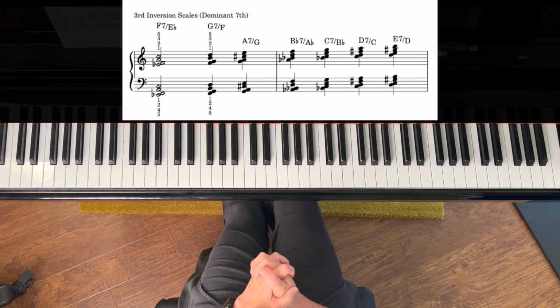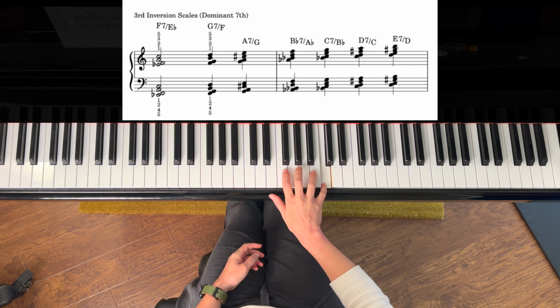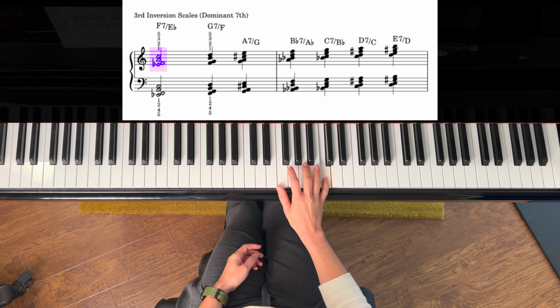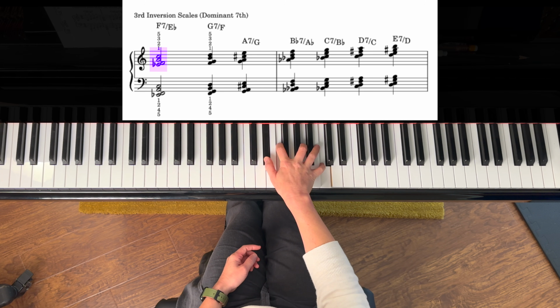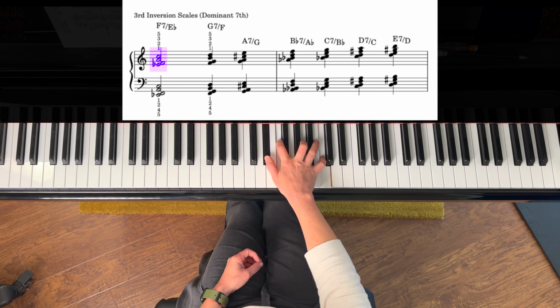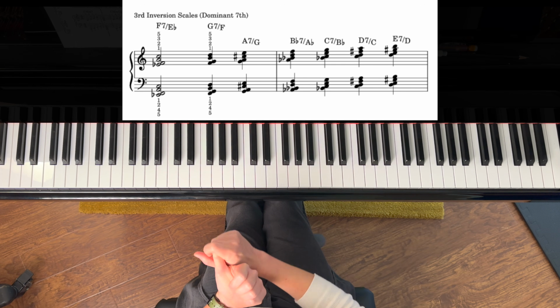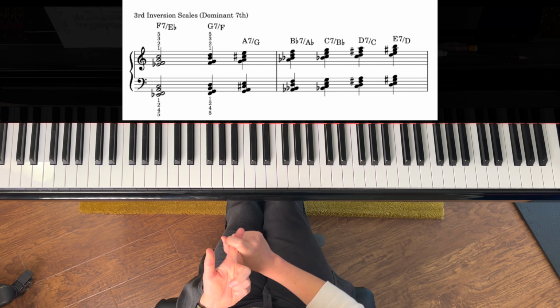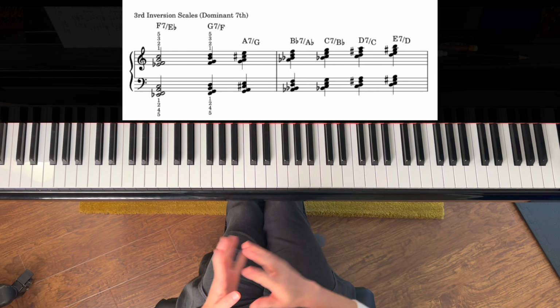Now third inversion scales, I just use the example of the dominant 7th. Here's my top C for the scale. Now I want a dominant 7th inversion, and it's an F dominant 7 in third inversion. So this is level 3 because music theory wise, it's complicated and you're moving fast through inversions, but it is a fun exercise if you're at this level.